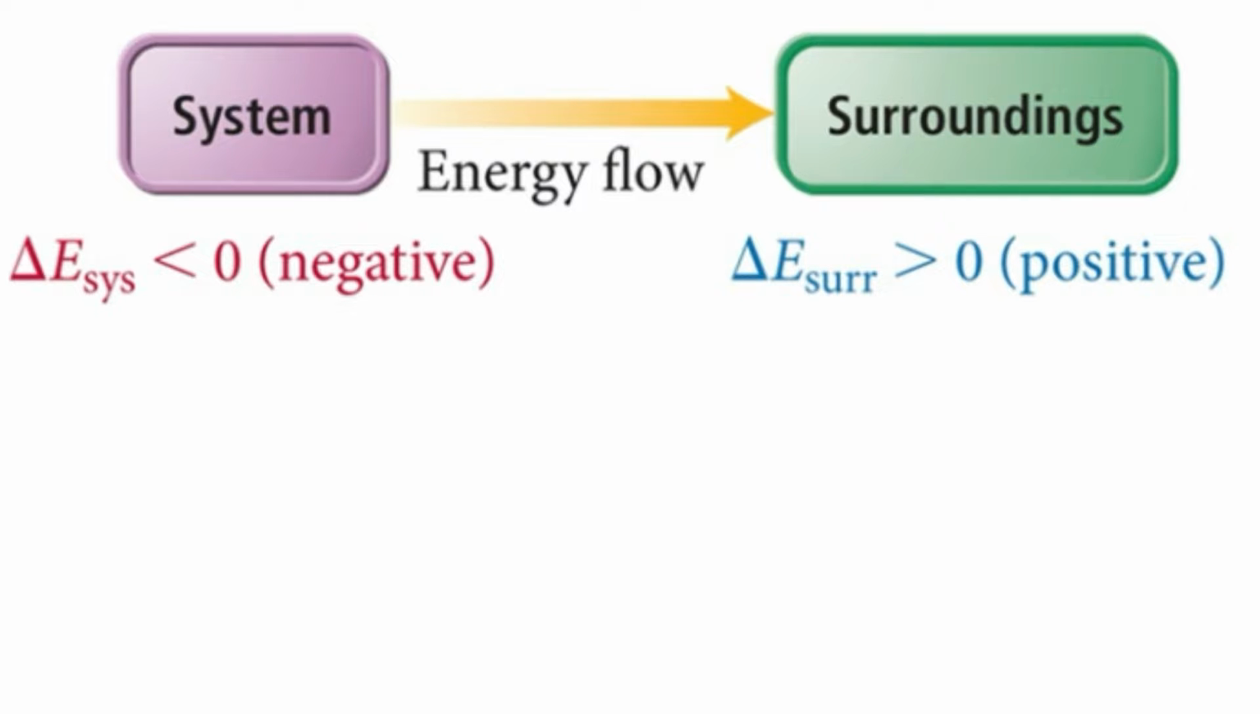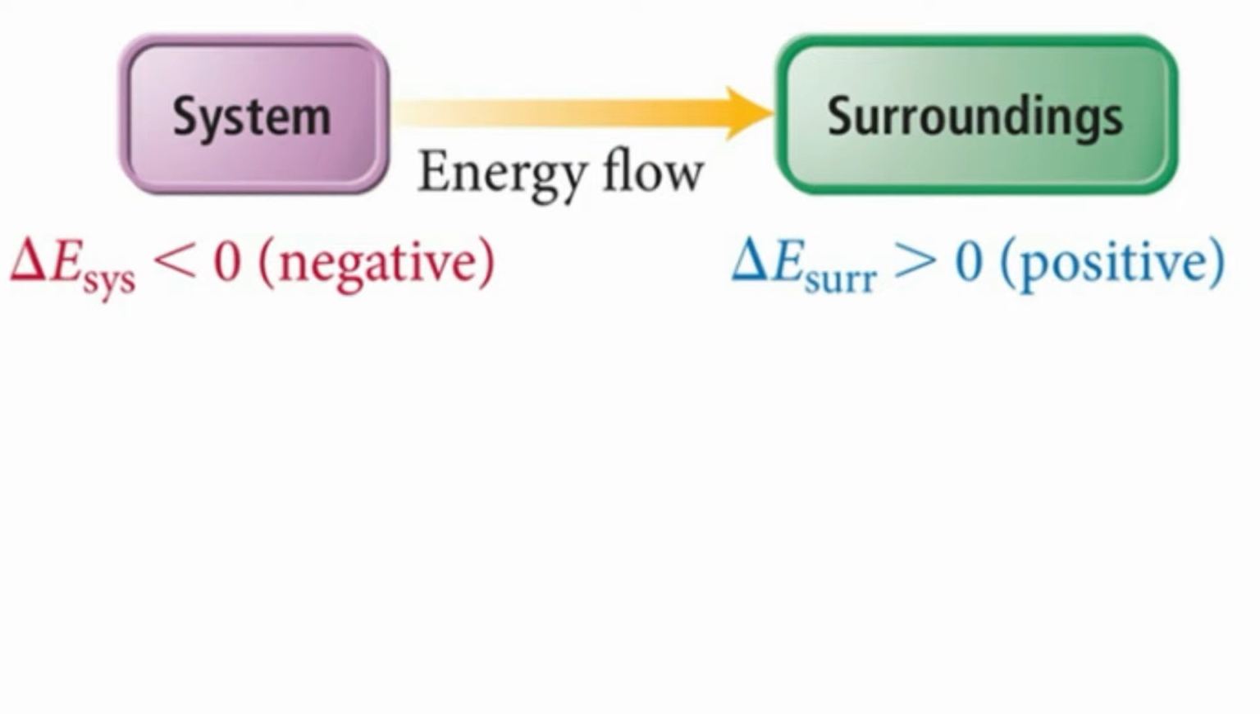And because the system gave away energy, we understand the law of conservation of energy, going back to energy being just transferred. Nothing's created nor destroyed. So that energy is going where? Somewhere. In that case, that energy is going to the surroundings. So whenever the system is losing energy, the surroundings gain that energy, therefore making the surrounding energy positive.